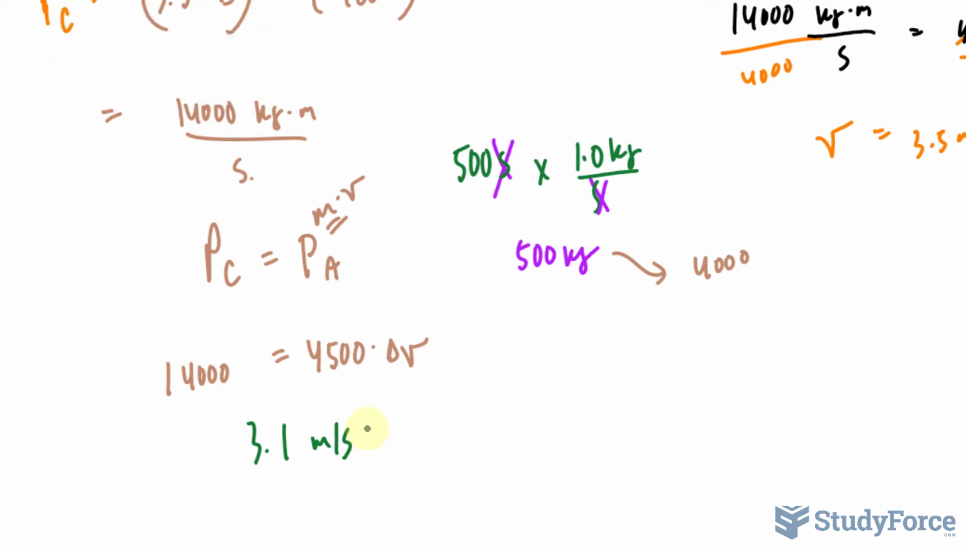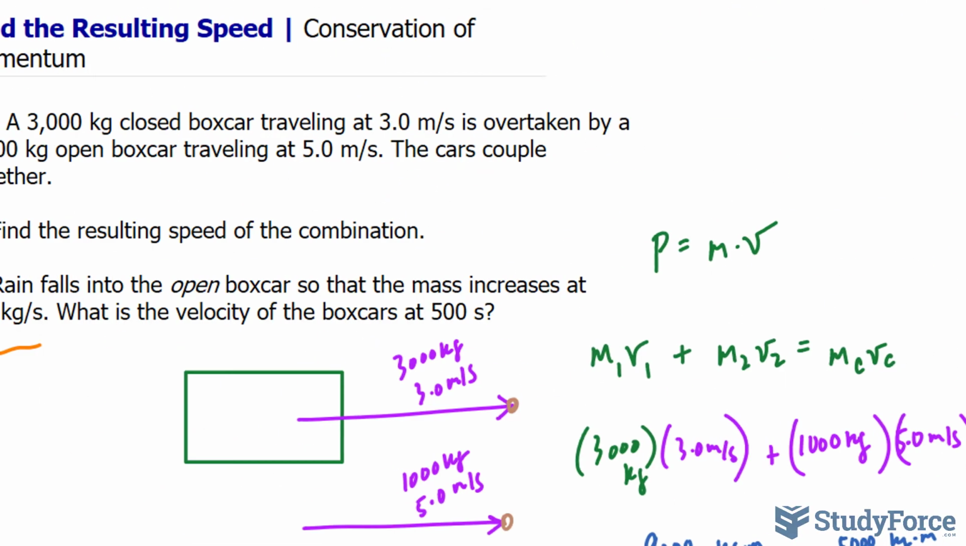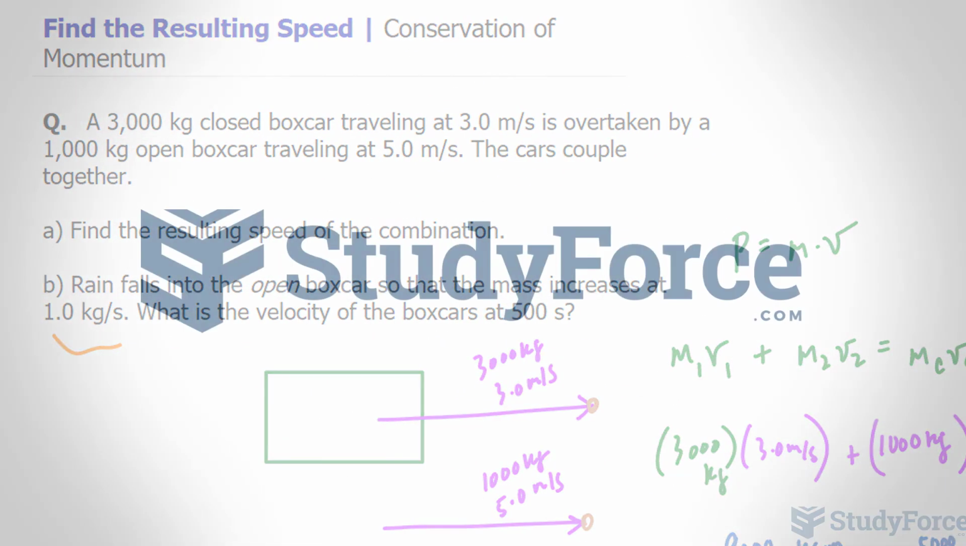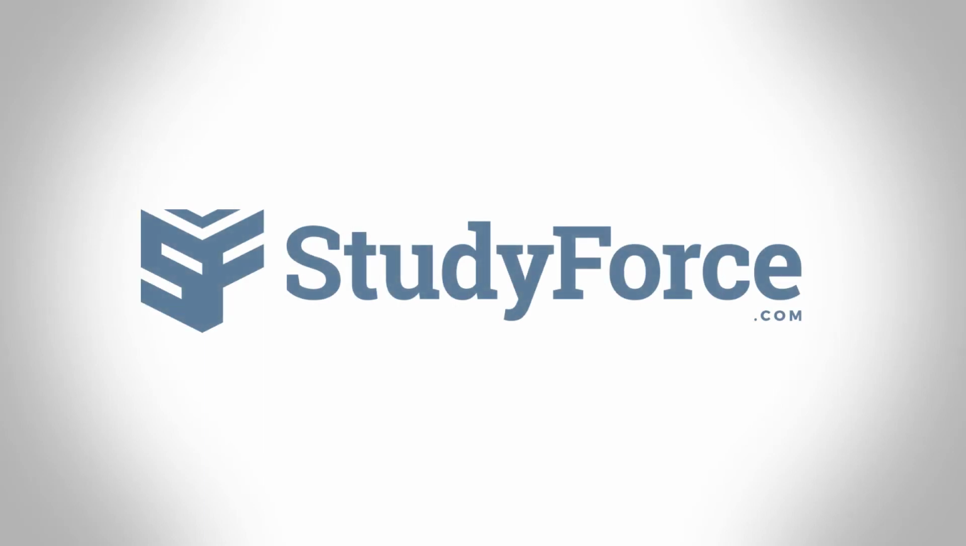So if the rain continues to fall, after 500 seconds, there will be a change in velocity of 3.1. Technically, it will get slower by 3.1 meters per second. So there you have it. That is how to find the resulting speed in a conservation of momentum type problem.